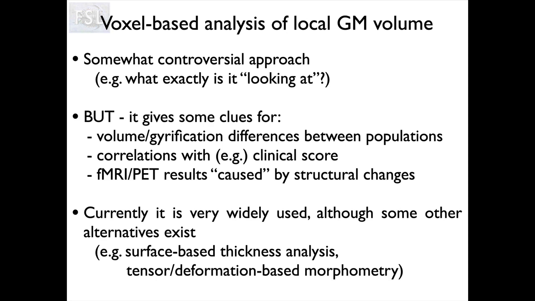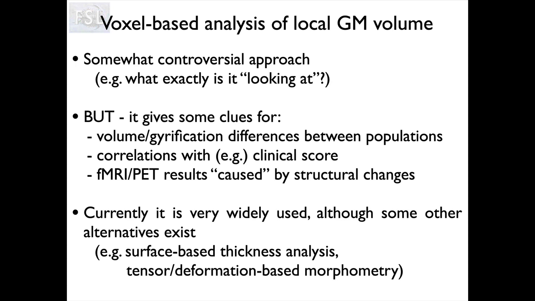It can be useful for looking at changes in the volume of the grey matter. It will be sensitive to that, but also sensitive to change in the gyrification or the folding pattern of the grey matter. It's useful for looking at correlations with certain factors such as clinical scores, and it can also be used as a way of measuring structural change which might be caused by neurodegeneration and atrophy or other causes, and how that impacts on other kinds of analyses such as fMRI and PET.